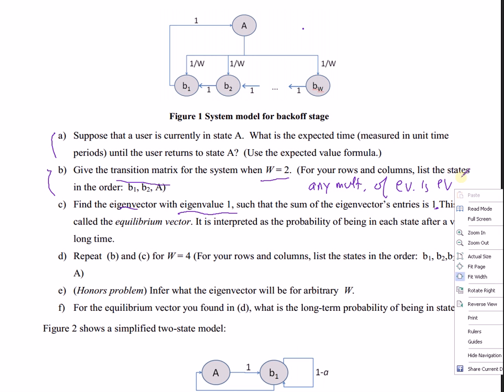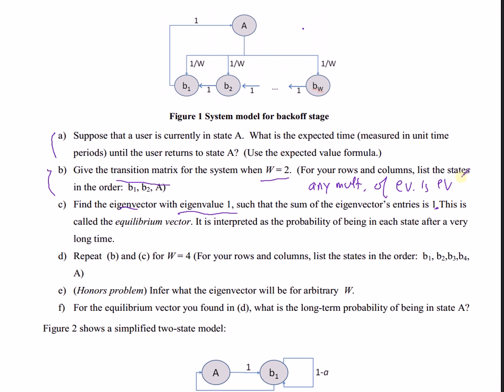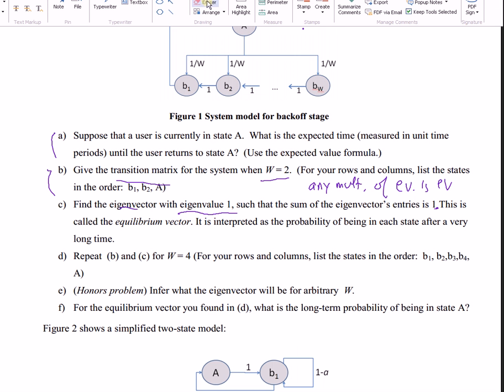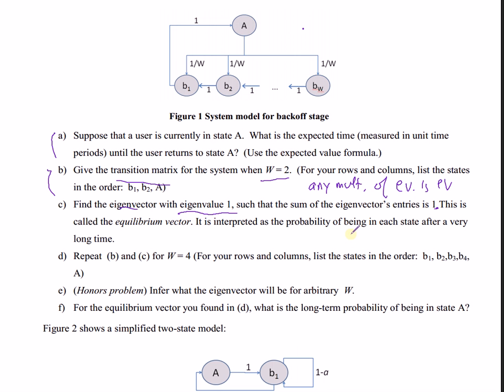So you're going to have to find the multiple that satisfies the condition that the sum of the entries is 1. Now this eigenvector is called the equilibrium vector, and it's interpreted as the probability of being in each state after a very long time. So for instance, if I had an equilibrium vector that's 1/3, 1/3, 1/3, I'm not saying that's what it is, but suppose it was. That would mean that there's a probability of 1/3 of being in any one of the 3 states in the long run. You're equally likely to be in any one of the 3 states.